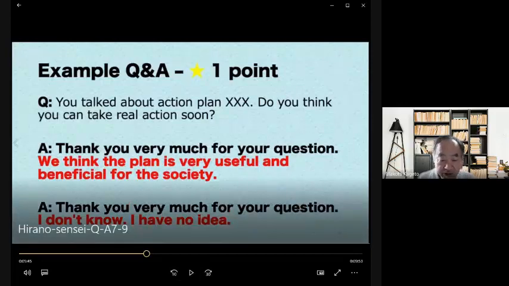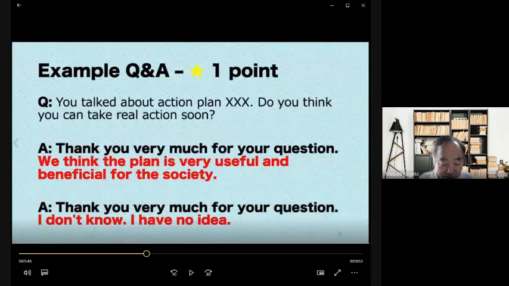Okay, thank you so much, Hirano sensei. And I think you all understand the differences between point 3, 2 and 1. Anyway, show your gratitude and answer toward the core of the question. Okay, that is the point of this lecture. And questions should be written short in the chat line.